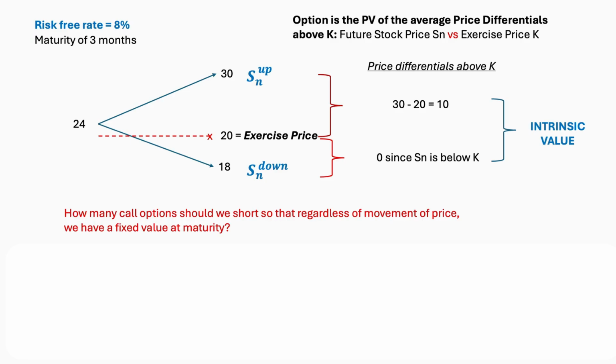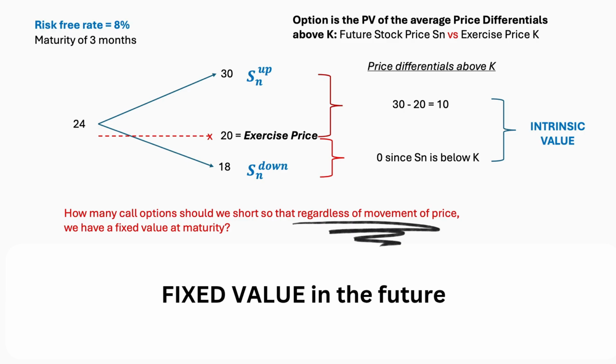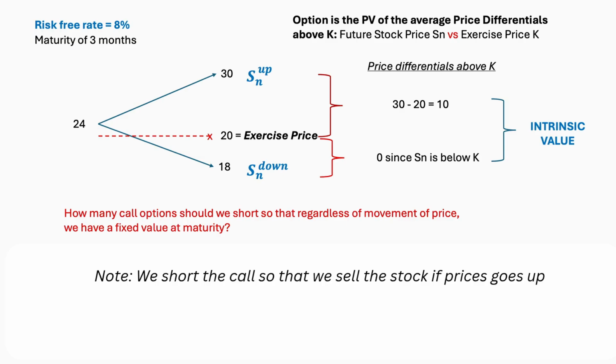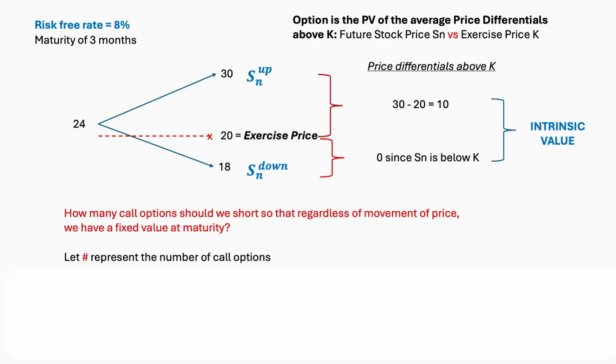The question now is this: how many call options should we short per 1 unit of stock that we already own, so that regardless of what happens at maturity, we create a fixed value, a guaranteed amount in the future, similar to creating a synthetic T-bill that we discussed before under put-call parity. By the way, we short the call because we will sell the stock that we have if the option is called.